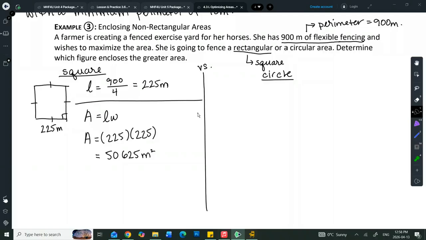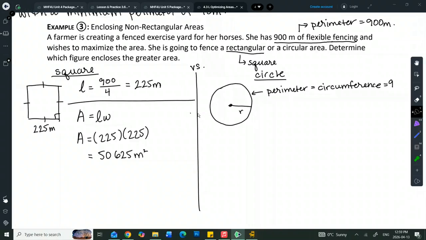So then we're going to compare that to a circle. And this means, if the perimeter of a circle is 900, that is basically talking about the circumference of the circle. So we're saying that the circumference of a circle is equal to 900 meters. Because you technically don't have a perimeter of a circle, it's just called circumference, right? So we would have to set the circumference formula for the circle equal to 900 and then solve for the radius that makes the circle have that particular circumference.